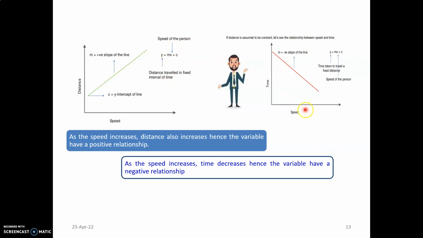The next diagram is the negative relationship between the time and the speed. As the speed increases, time decreases, hence the variables have a negative relationship. Here speed is increased, time is decreased, so it is negative. Here m is the negative slope of the line. Here y is the time taken to travel a fixed distance. Mx is the speed of the person.